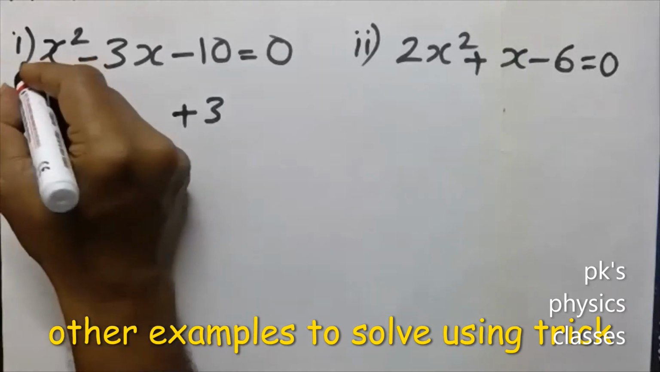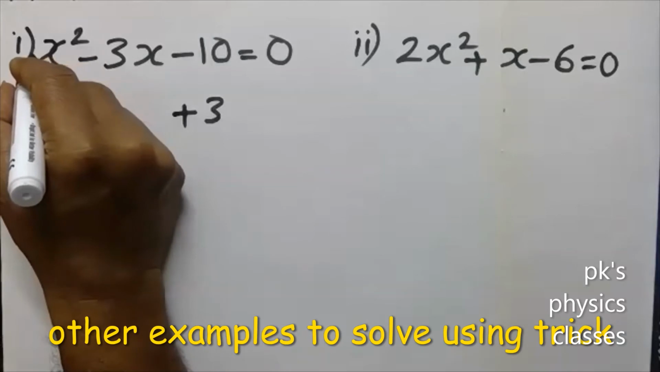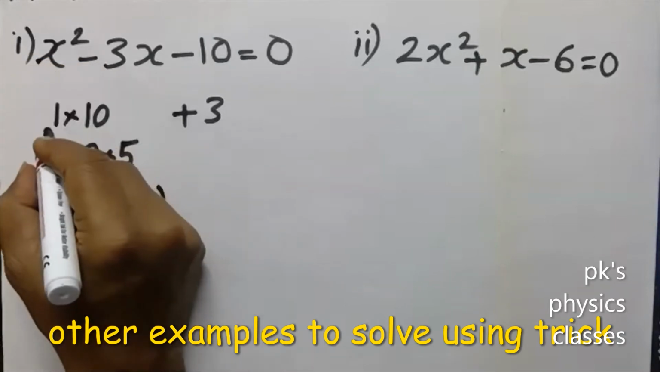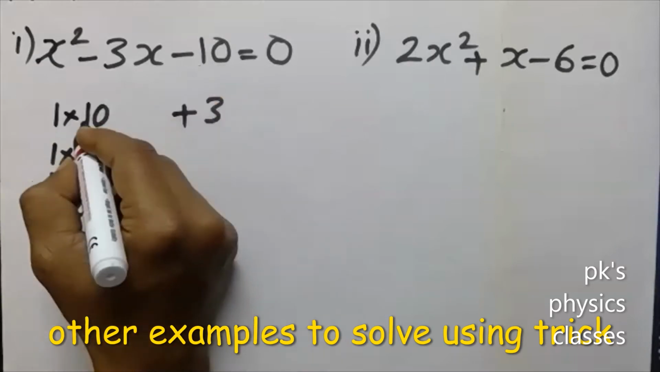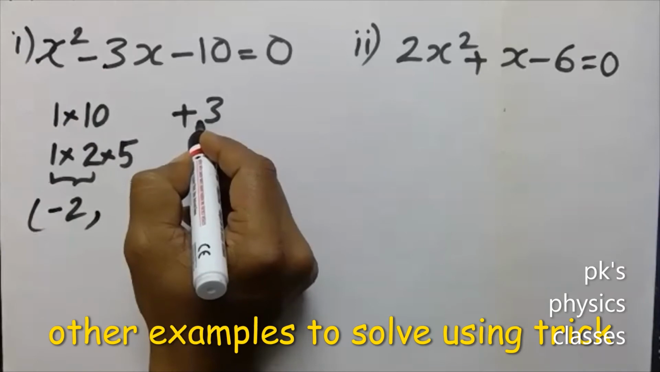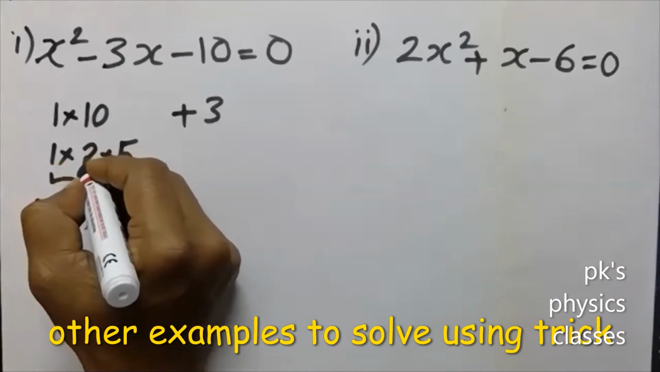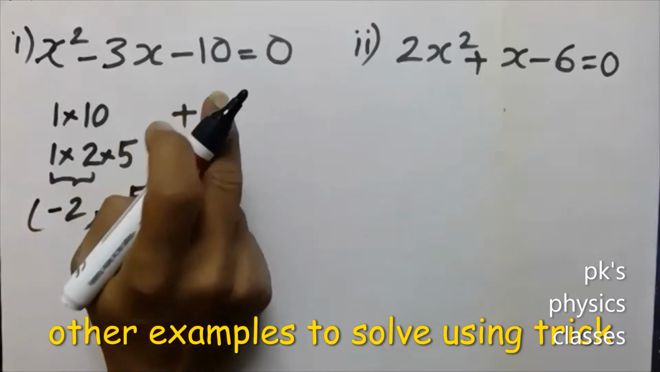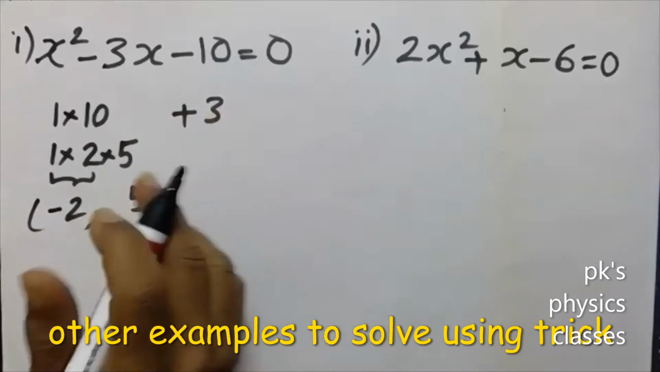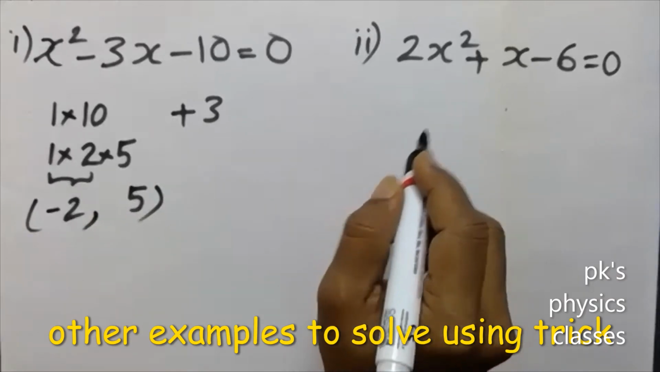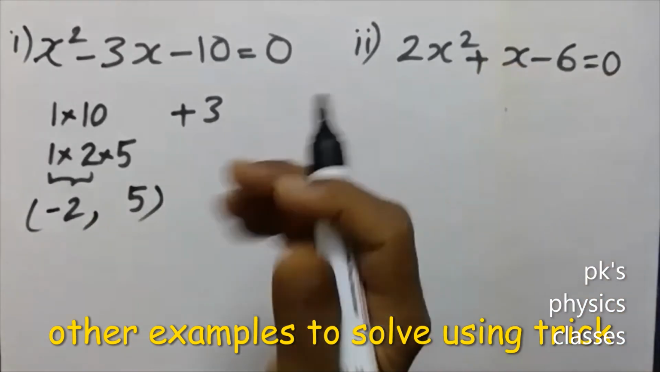What I did here: the x² multiple is 1, so 1, and here 10, and minus 3 just write as plus 3, factorize this, and choose the factors such that you end up with this plus 3. That's all. Okay, we'll continue with this. Otherwise, if you are not comfortable, we will see this also. And one more.